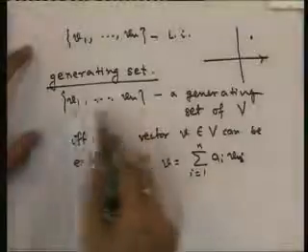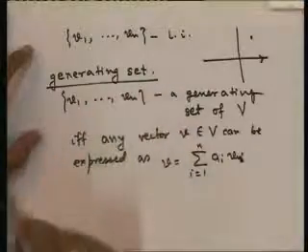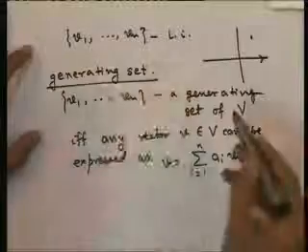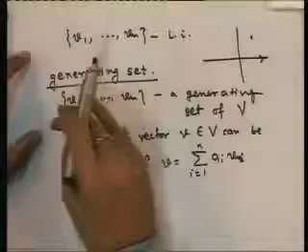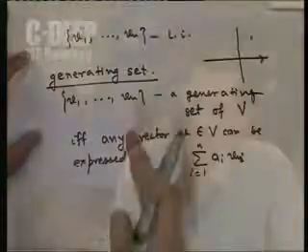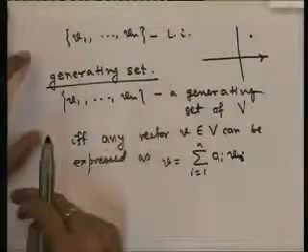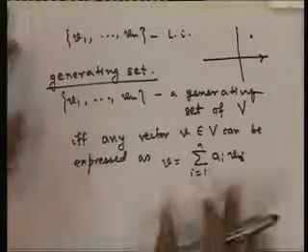So if this set is such that any vector here can be expressed as a linear combination of these vectors, then this set of vectors will be called a generating set of this vector space. That means all the vectors in this vector space are generated by these vectors. We say that in different ways. We say that this vector space is generated by these vectors, or these vectors generate this vector space.